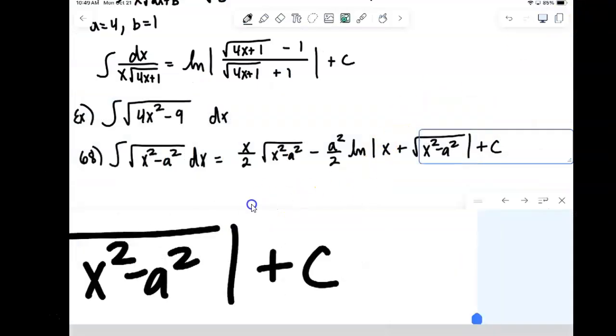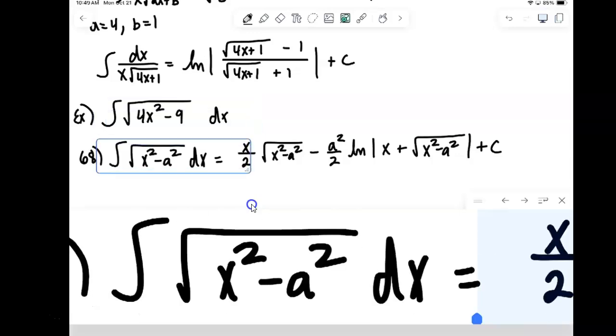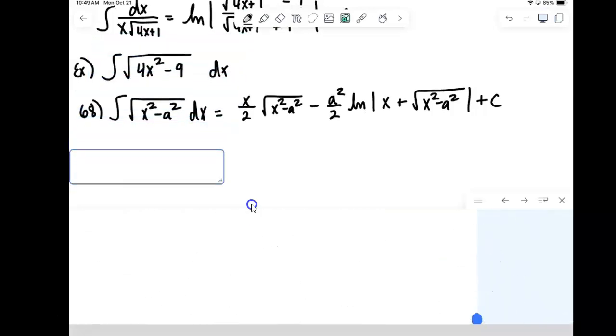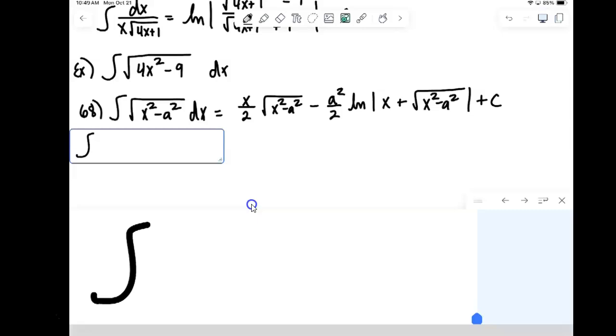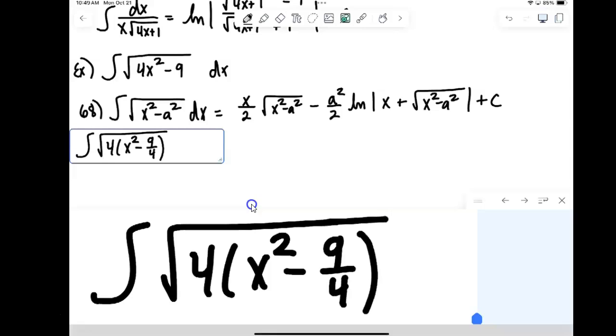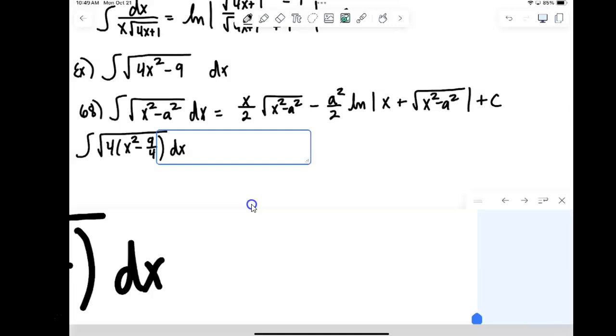Okay, so if we look at our formula, it's not an x squared minus a squared, right? It's got a number in front of x squared, and our formula says we can't have that. So we do have to do some work first to modify it. What I would do is take my integral here, and since I need an x squared only, I can factor a 4 out. So square root of 4 times x squared minus 9 over 4 dx. And now this thing fits the right format.